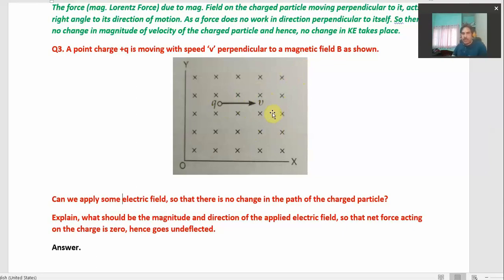And this force should be equal in magnitude but opposite to the magnetic Lorentz force, because it is the magnetic Lorentz force with which the charged particle will change its path. So we require a force equal to the magnetic Lorentz force to balance it, and it can balance only when this new force is opposite to the magnetic Lorentz force. So the force applied to keep the path of the charged particle unchanged should be equal in magnitude to the magnetic Lorentz force but opposite in direction.